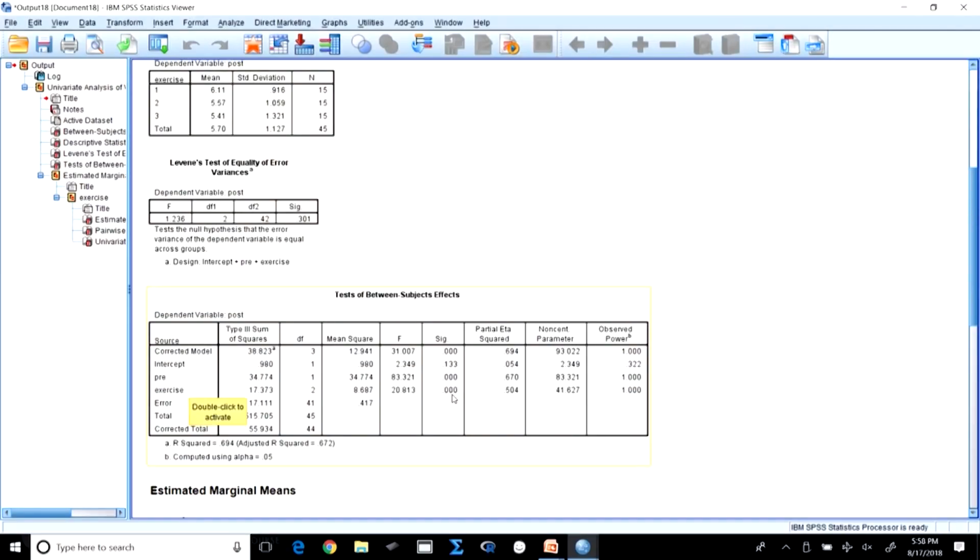Now, you see we want to see the effect of exercise, right. Is exercise having a significant effect on the cholesterol level? Well, the F ratio says, if you look at the F ratio, it is 20.813, right, and it is significant at 0.000 level, 001 level, right. And the partial eta square is nothing but my effect size, right. So, what is this effect size?